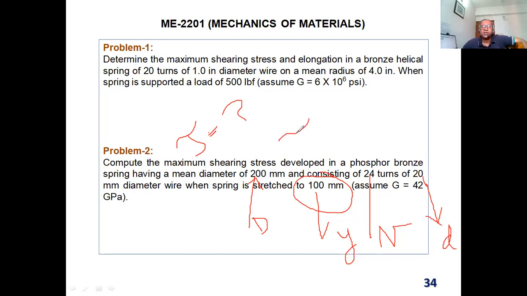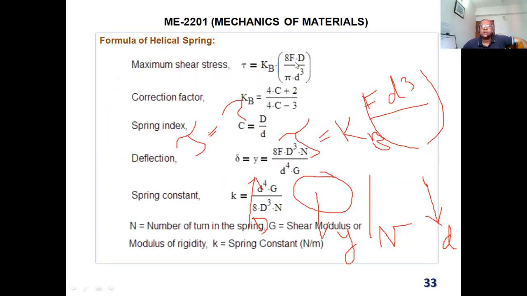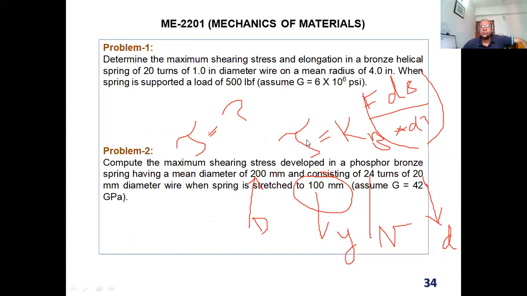So what is the shear stress formula? This is equal to KB, F D cube, and below there is some factor. If you look carefully, 8 into FD. So I made a mistake, right? So there will be 8 divided by d cube. This is the formula to figure out the shear stress.